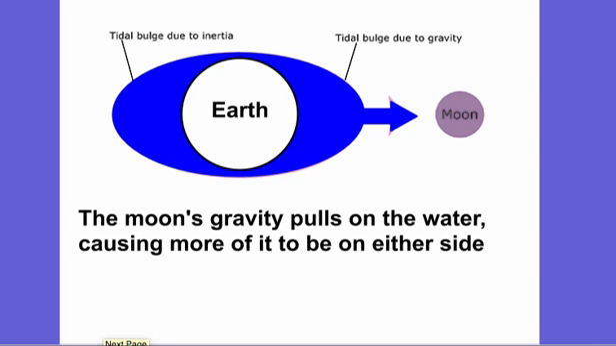So what causes tides? Tides are caused by the gravitational pull of the moon and the sun. Now the moon is closer, so it has a much larger effect on tides. Wherever you see the moon, the side of Earth facing the moon has high tide. Also, the exact opposite side of Earth has high tide.